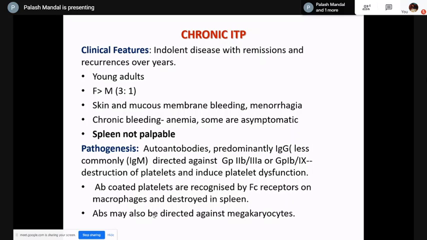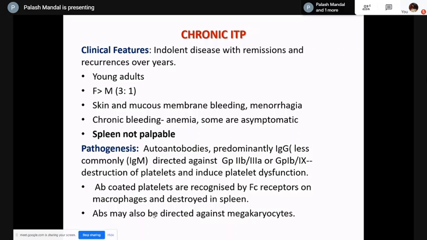That is the crux of chronic ITP. It happens in young adults, and females are more affected than males. In acute ITP, the sex distribution was the same, that is, the male to female ratio was almost equal. However, in chronic ITP, females are much more affected than males. This also presents as mucocutaneous bleeding and menorrhagia, because mostly it happens in young adults.